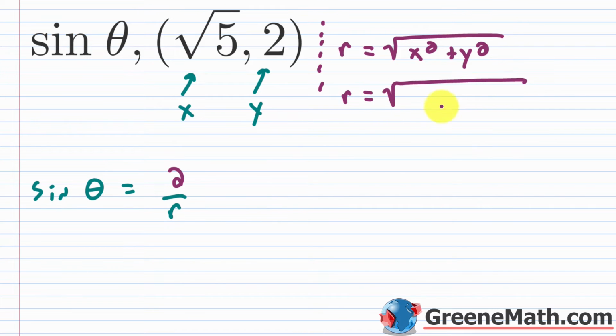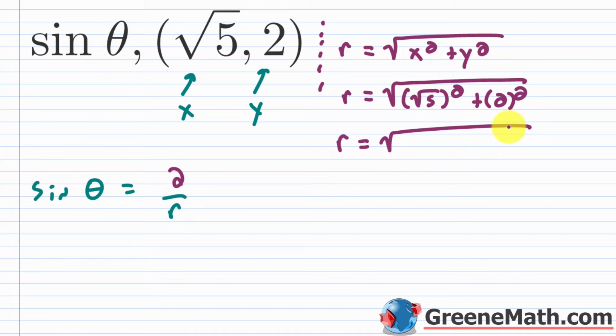So this is the square root of, you'd have the square root of 5 squared plus you'd have 2 squared. So r would be equal to the square root of, the square root of 5 squared is 5, and then plus 2 squared is 4. 5 plus 4 is 9, so r is equal to the square root of 9, which equals 3. So now I can get rid of this r here and just replace it with the 3, and I have my sine of theta. It's just going to be 2/3.